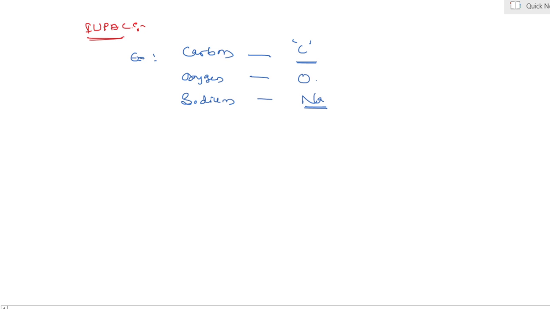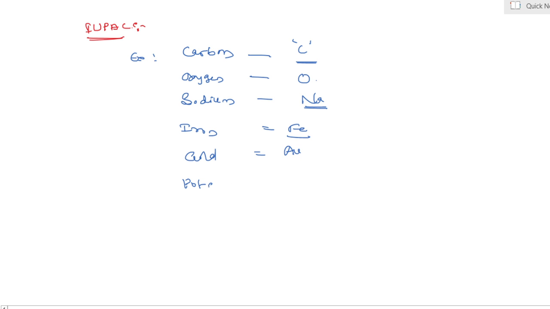Yes, same as iron, Fe, from ferrum. Gold, Au, from aurum.